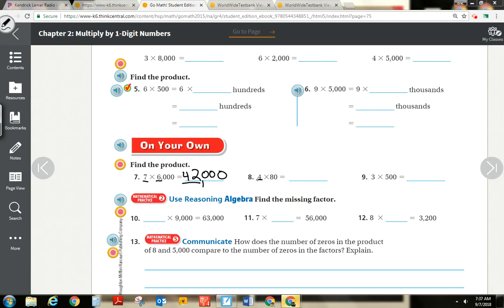Number 8, 4 times 8 is 32. And I move the 0. 32 tens looks like that. 32 tens is 320. Number 9, 3 times 500 would be 3 times 5 is 15. 1,500.